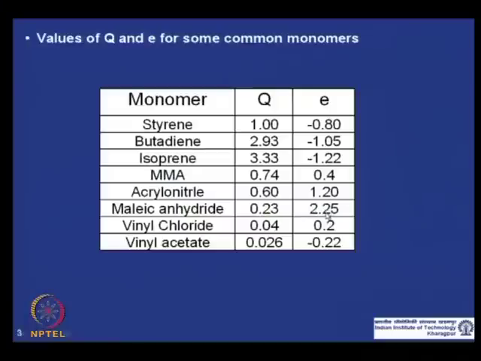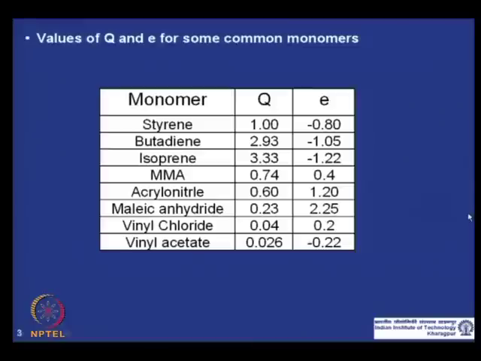These values are not very fixed values, and might vary a little bit depending upon the condition of the reaction, but the trend will remain the same. So the absolute values of the monomer Q and E might change, but the trend will always remain the same irrespective of the condition. And because it cannot stabilize the radical much, its reactivity also comes down.